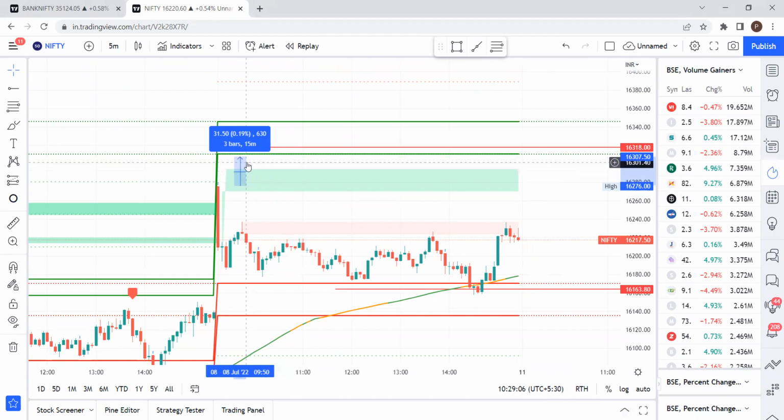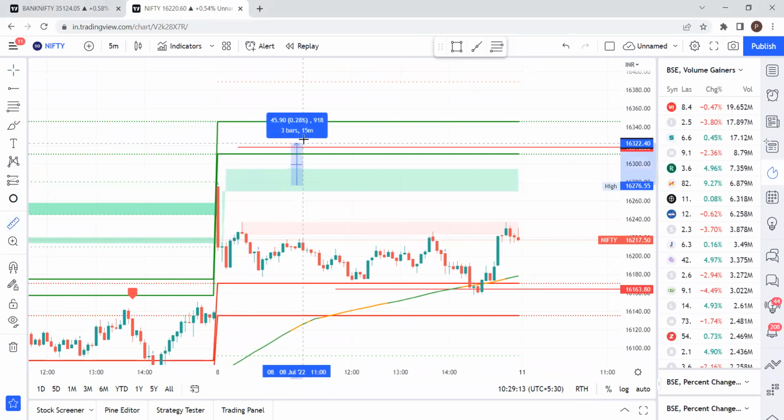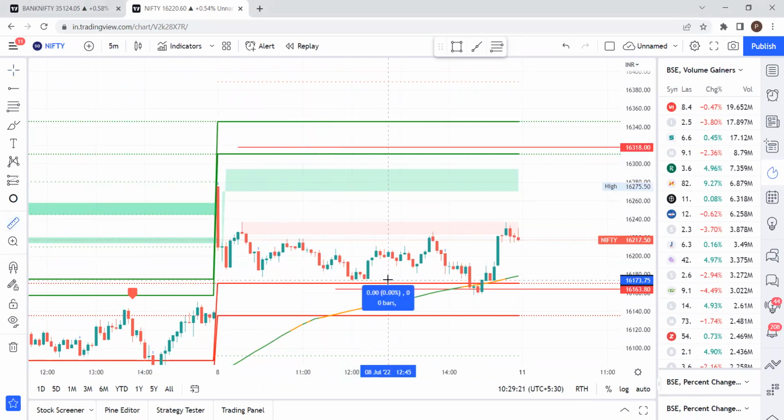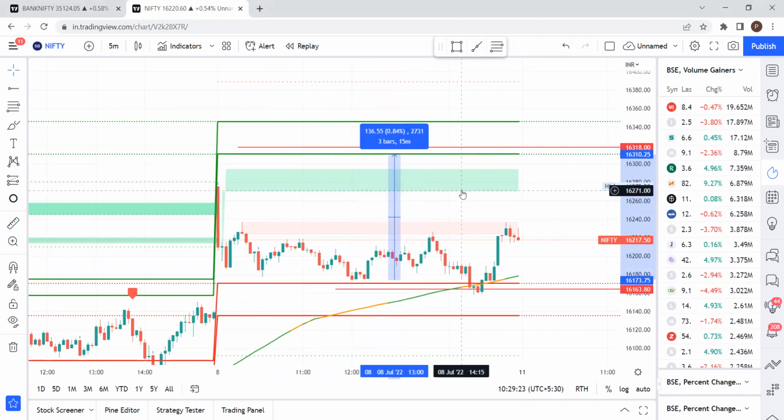So you're going to risk 31 points, you're going to risk 38 points. And if you're lucky, it will go from here to here. It is around the same 1:1. But from here, if I take a trade, it is 1:2. I get 136 points for sure. Okay, so this is how you need to take a trade. You should take a trade from the lower level. I repeat it again because this is very, very important, where most of the people are getting caught.